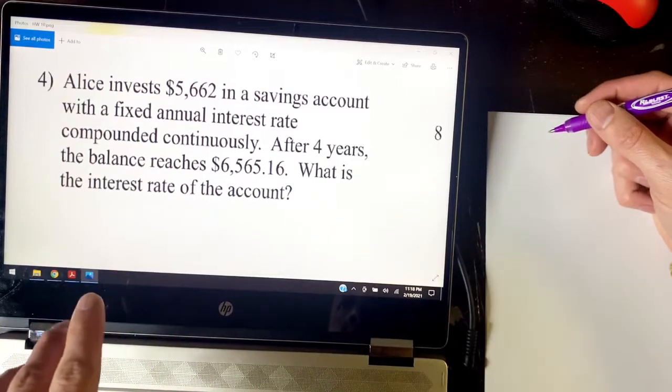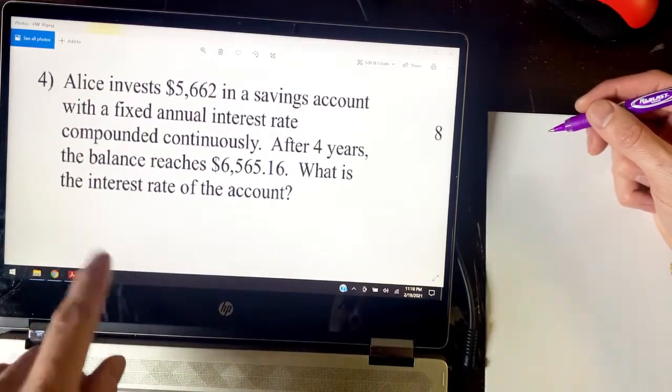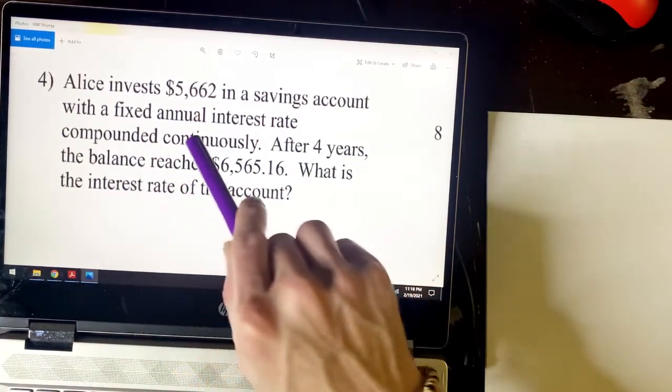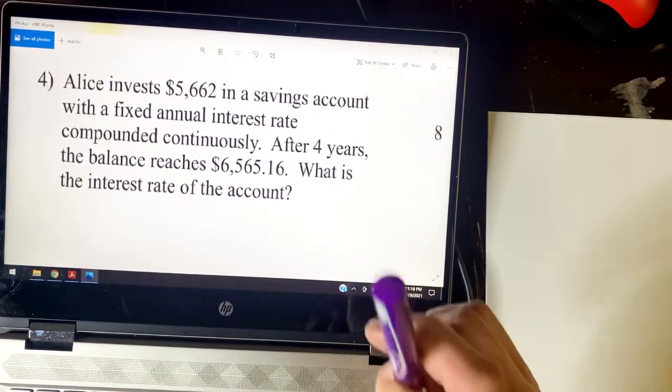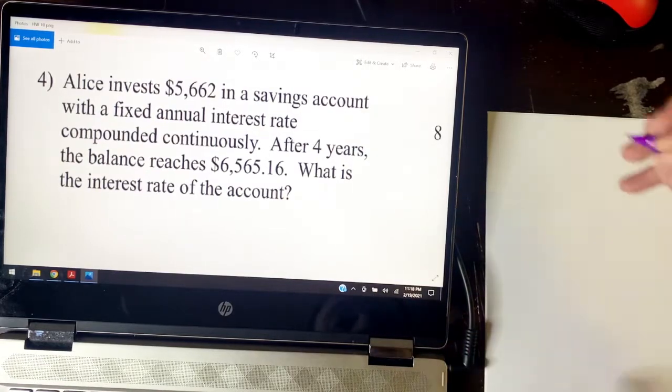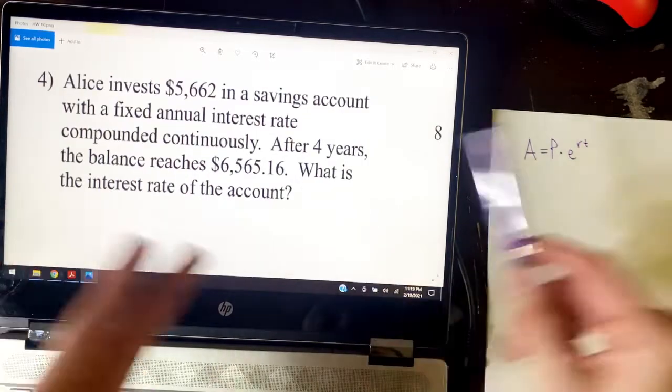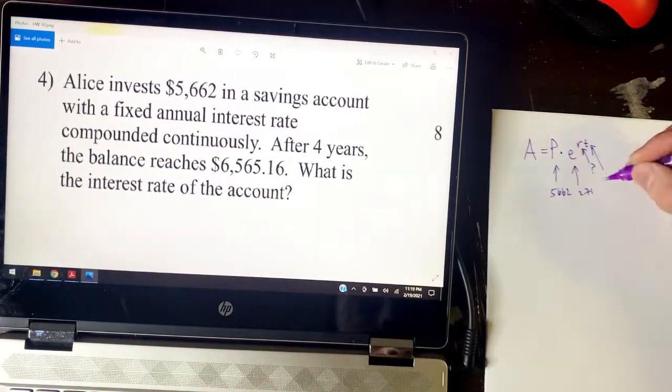So taking a look at homework 10, exercises 4 and 6 were requested. For number 4, the key word here is that it's compounded continuously. So we know that means this specific model. This is our method of choice, and let's just drop in the things that we know.